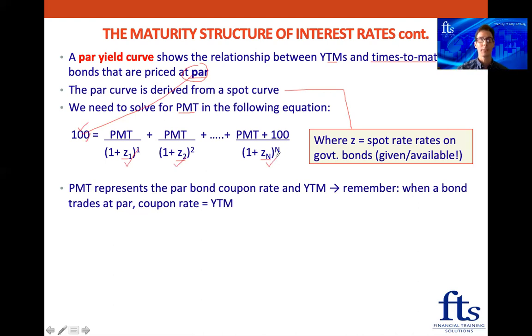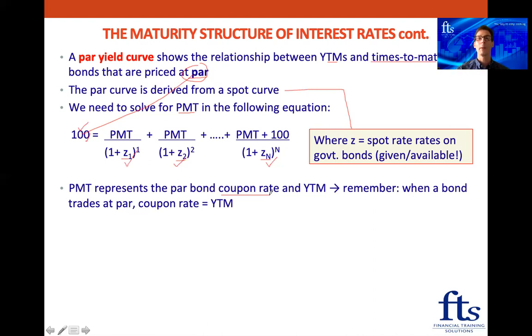So this now means that we can now solve for payment. But here comes the best news of all. There's no calculations needed. We just need to understand that's what we need to do. So once we've solved for payment, what is it? We know what this payment is, hey? It is, of course, the par bond coupon rate. Of course, that's the coupon rate.